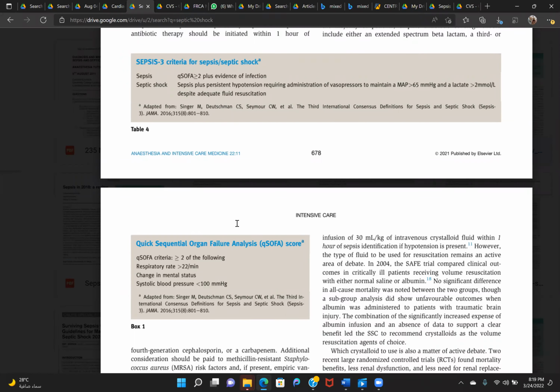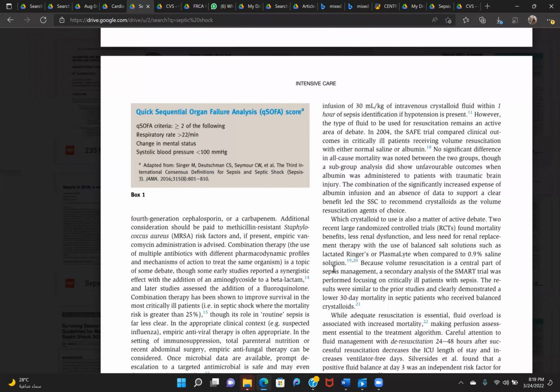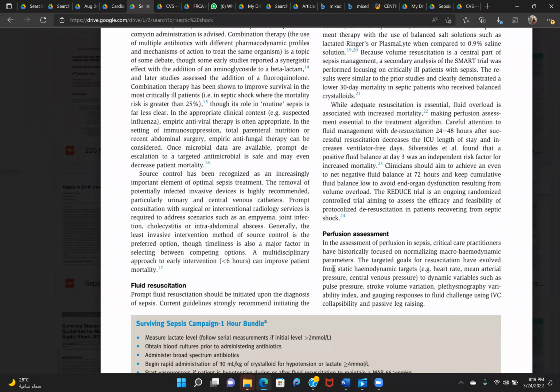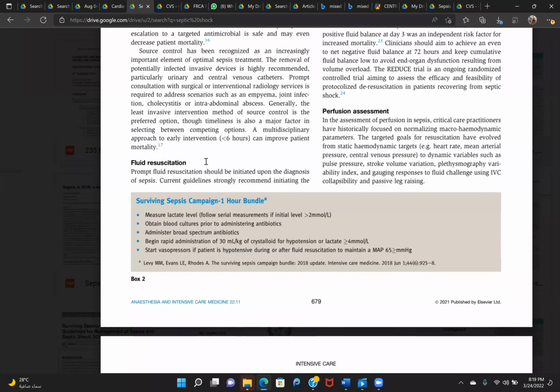You have to start fluid resuscitation. You have to do the lactate levels. Whatever bundle it is, it is the same thing. People are confused; some of them ask me in messages whether it is the 1 hour bundle or the 3 hour bundle we have to follow. You will see the same thing. Measure lactate levels, obtain blood cultures, administer broad spectrum antibiotics, and rapid administration of 30 ml per kg. It's mostly the 1 hour bundle.